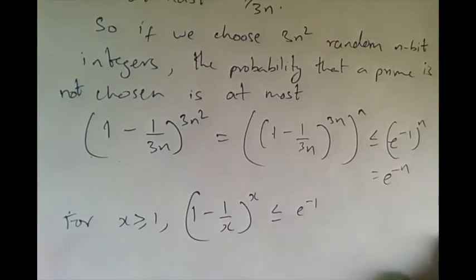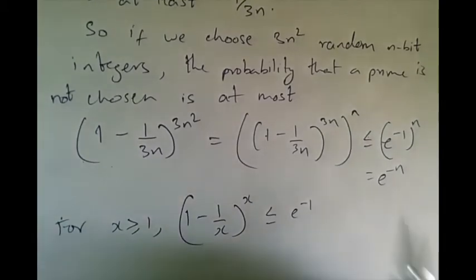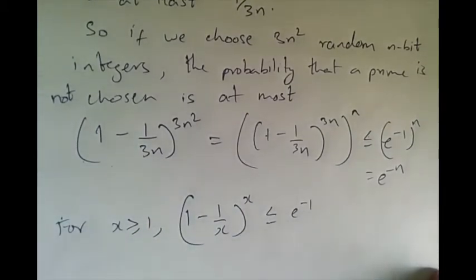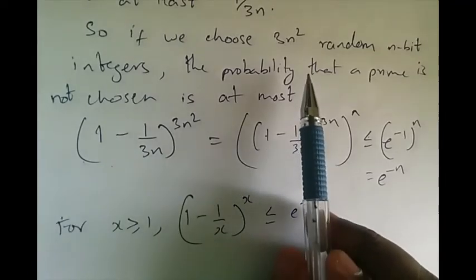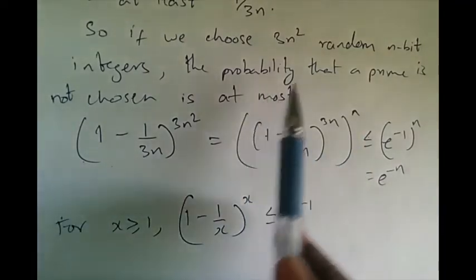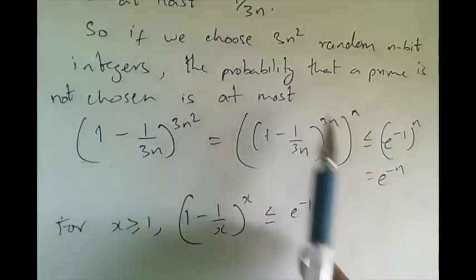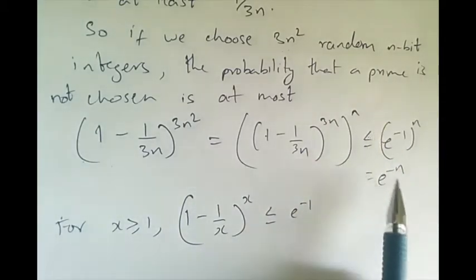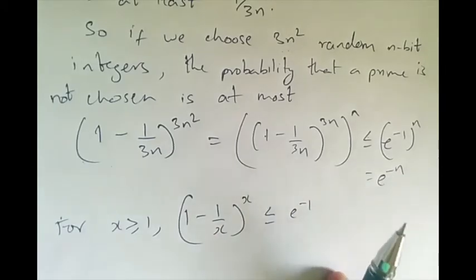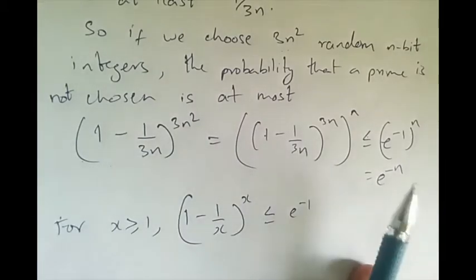So if we choose 3n square random n-bit integers, the probability that a prime is not chosen is exponentially small. So at least one of them must be prime. So all we need now is a way to distinguish between integers which are prime and which are not prime. If I had a reliable way of telling which is a prime and which is not, in an algorithm which takes polynomial time, then I will definitely end up with an integer which is prime, because the probability that no prime is chosen is exponentially small in n.